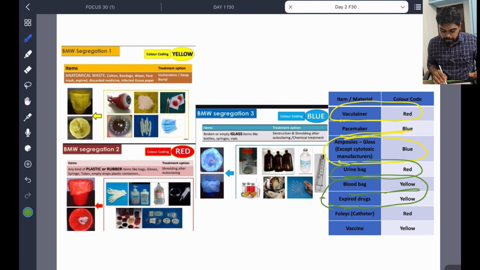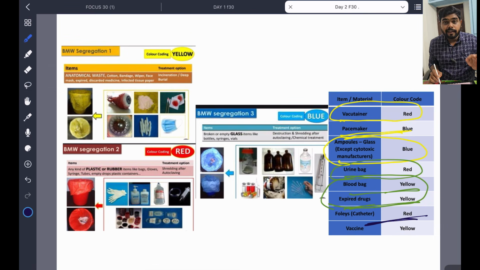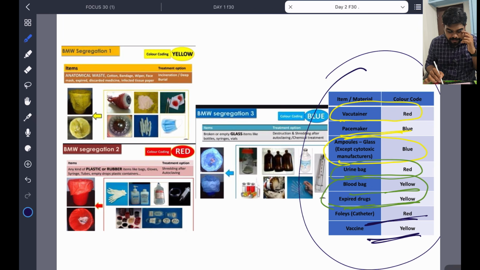Clear? Expired drug goes in yellow. Foley's catheter, of course, also goes to red. And vaccines go to yellow. So vaccines are yellow, blood bag is yellow, important. The vacutainers go to red, the Foley's catheter goes to red, and the expired drug goes to yellow. These are very important, and please see these.